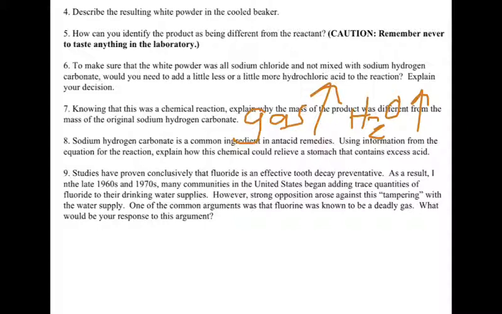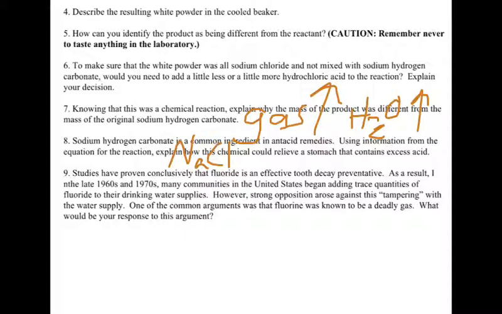Sodium hydrogen carbonate is a common ingredient in antacid remedies. How could the chemical relieve a stomach containing excessive acid? Well, it's a neutralization reaction, and you saw with hydrochloric acid, it reacted and neutralized it. So it forms water and carbon dioxide, and then a neutral compound. In this case, the neutral compound was NaCl. So that would do very well in your stomach, actually.